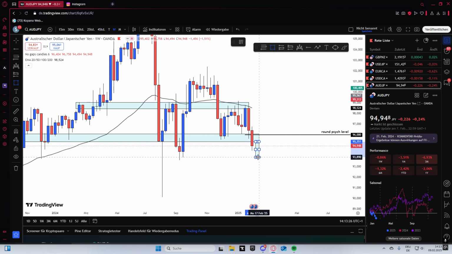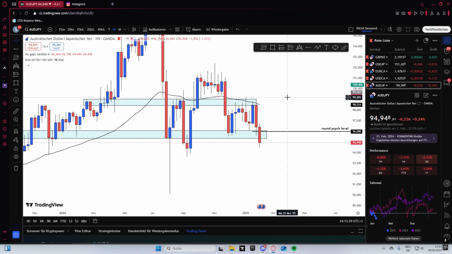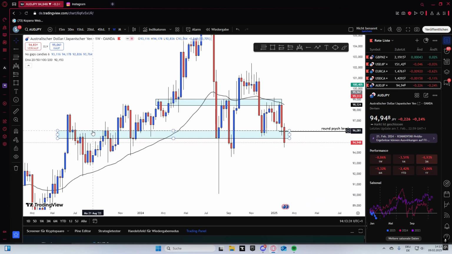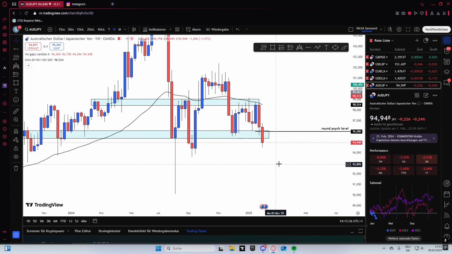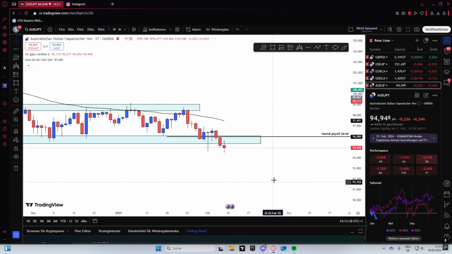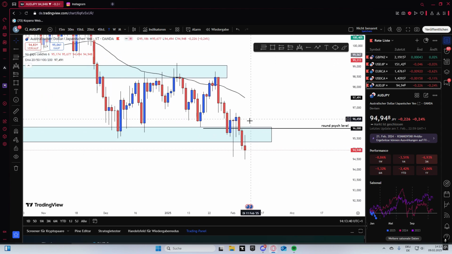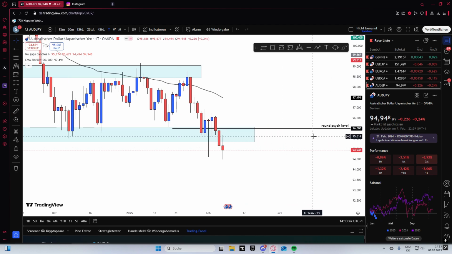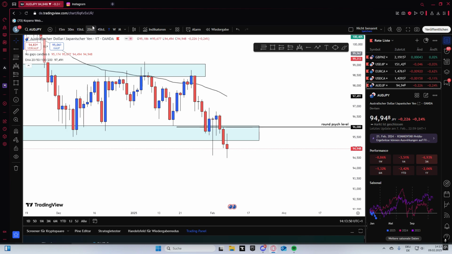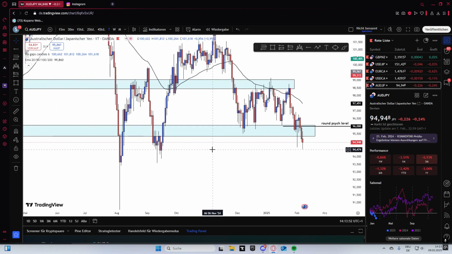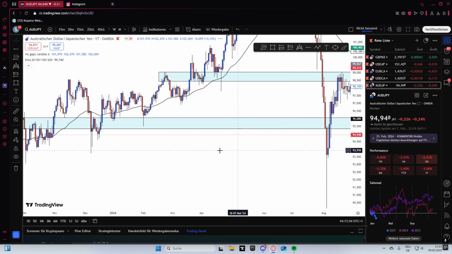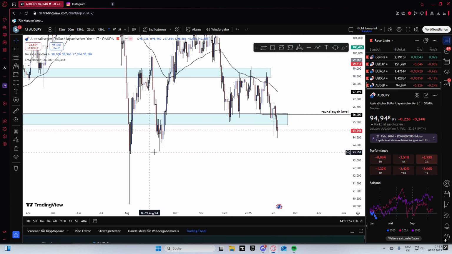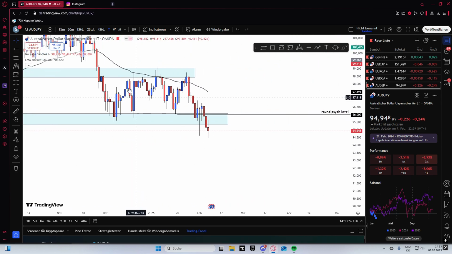And on the weekly we also have a very nice area of interest, 1, 2, 3, 4, 5, 6 touches. On the daily we are bearish, and with the daily last structure and the round psychological level at 96. And also on the daily it is a very nice area of interest with multiple touches, so very well respected.